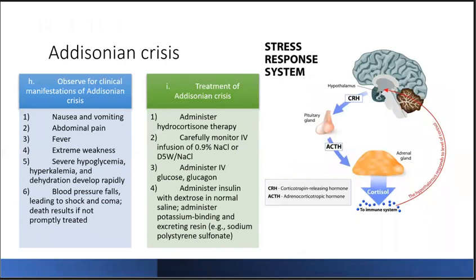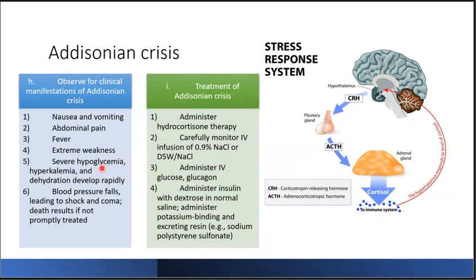So we need to observe for clinical manifestations of Addisonian crisis in this client. Remember, we said it could be precipitated by physical, emotional, psychosocial stress, or even sudden withdrawal of these hormones from the client. So what are the clinical manifestations? There will be nausea and vomiting. The client will complain of abdominal pain. There will be fever and extreme weakness. Again, there's severe hypoglycemia.